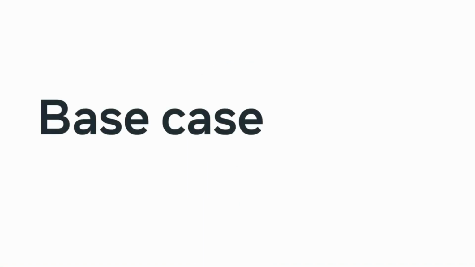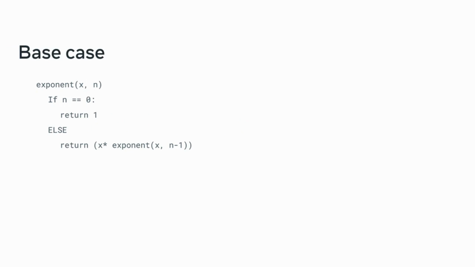The base case ensures that the function will not continue to call itself and eventually ends. Line 1 outlines a function that will take two arguments, x and n. The base case is if n equals 0. In this instance, the program will terminate.